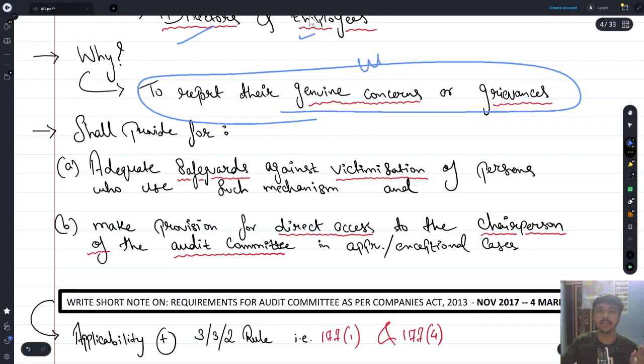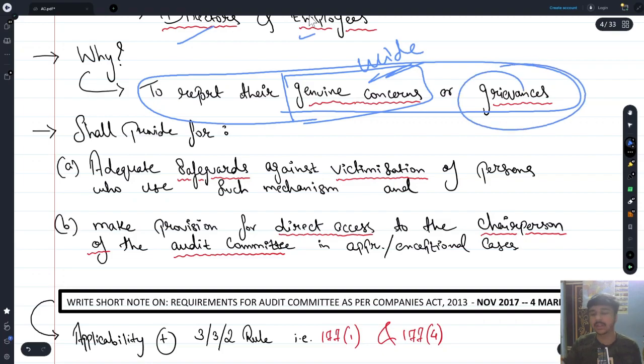Okay, so the vigil mechanism has a very wide scope. Obviously it needs to be a genuine concern. You cannot just go and bluff because your manager scolded you yesterday for not doing a job very well, and you go and tell everyone he's out of his mind, please do something to him. No, your concern needs to be genuine, your grievances need to be genuine, okay?